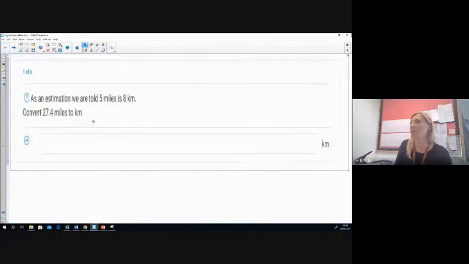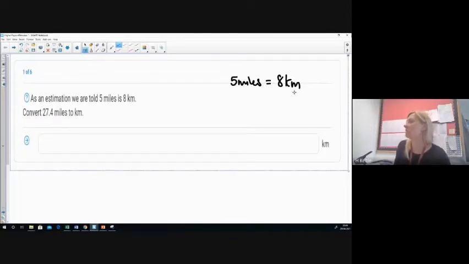Oh no, I think I've missed one. There we go. As an estimation, we're told that 5 miles is 8 kilometers. So 5 miles is 8 kilometers. I always like to write the thing we know here as an equivalence. 5 miles is 8 kilometers. Convert 27.4 miles to kilometers.